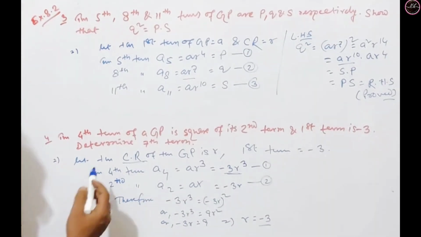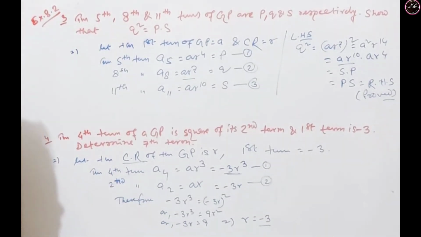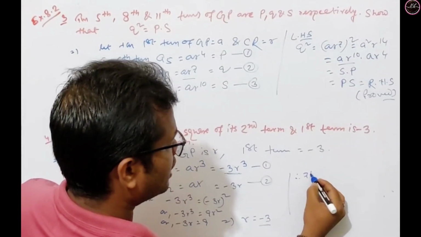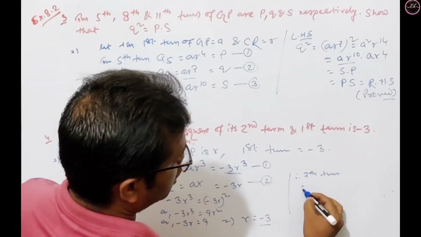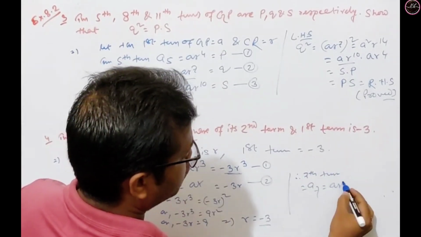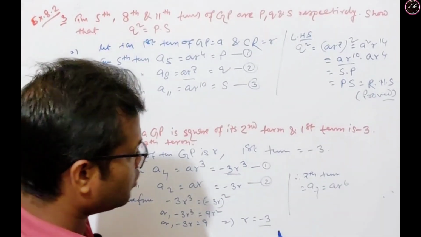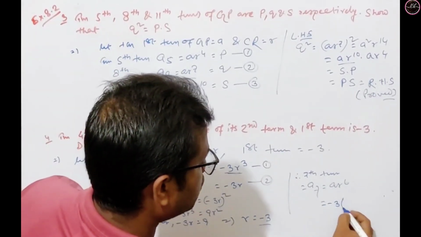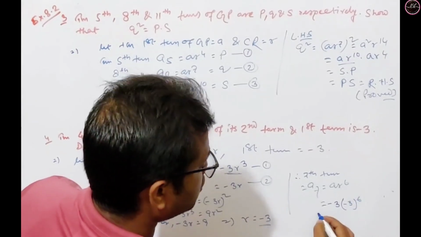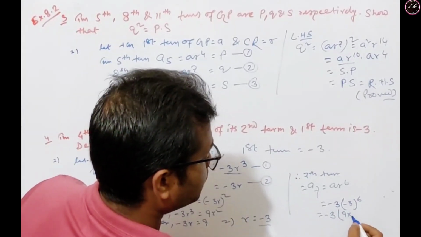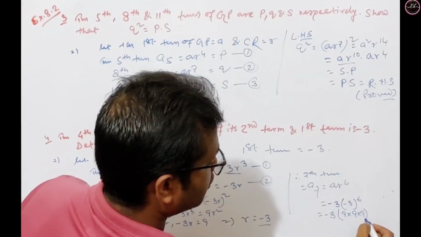So here in question, determine the seventh term, that means a7. Therefore the seventh term a7 = ar⁶. So here a = -3 and r = -3. So -3 into (-3)⁶. Okay. So (-3)⁶ equals 9 into 9 into 9.